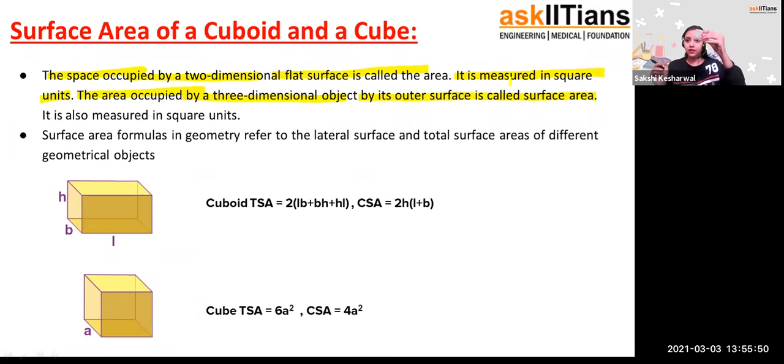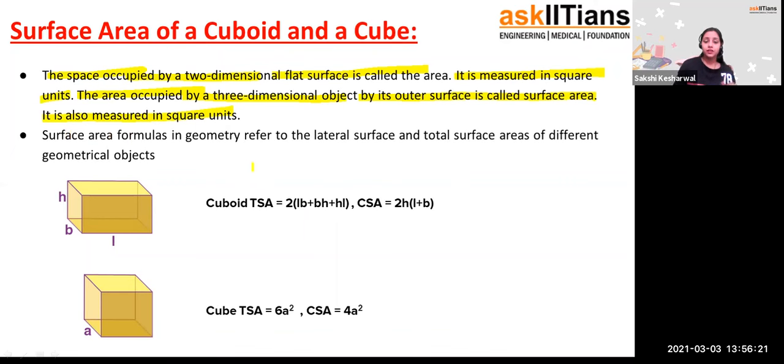Let us suppose this is a three-dimensional figure around me, or the phone that you have around you, right? This is a three-dimensional surface. So what is the outer surface area? The outer surface area is the part which you touch physically, which you can physically feel. These things which you physically feel are known as the outer surface area, right? And it is measured also in square units, again in square units, we are finding the area.